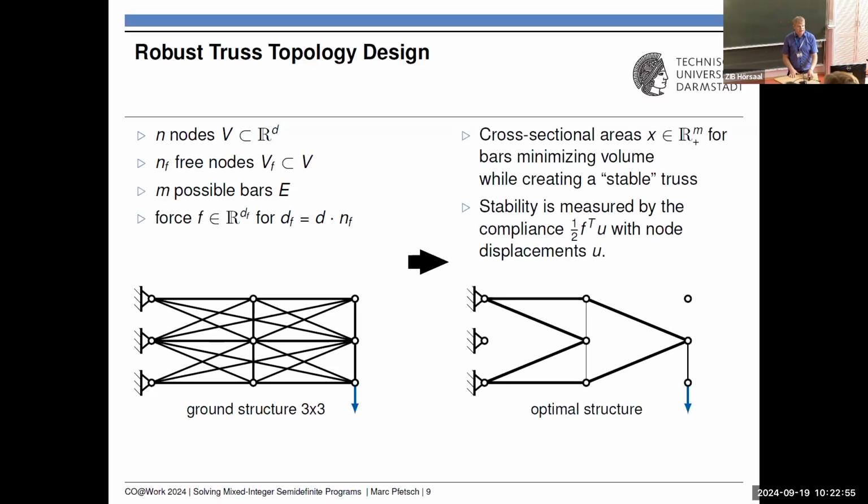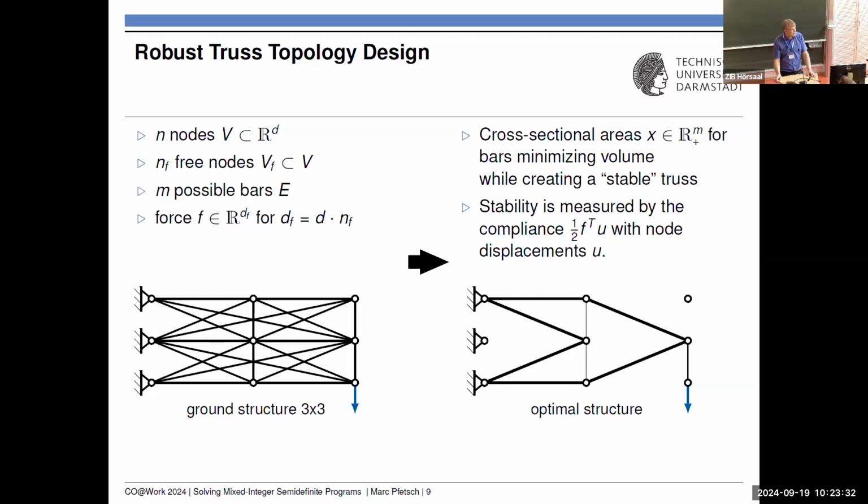Okay, and now the design task is we should choose cross-sectional areas of each bar. Okay, and we want to do it in such a way that the volume, the total volume, in a sense, this is the cost of the truss, should be small, but the truss should be stable. So it should withstand the force F. And how is this measured? So stability, in a sense, is measured by the so-called compliance, which is the inner product of this force vector F times displacement vector u.